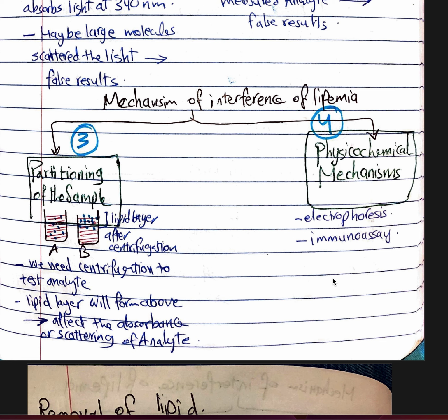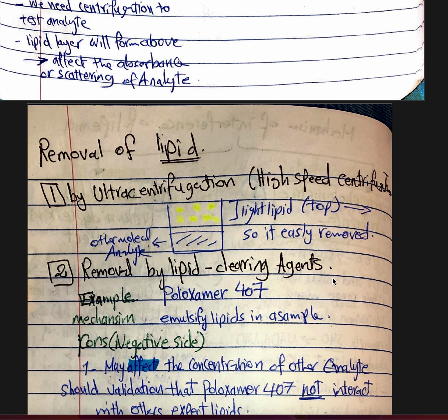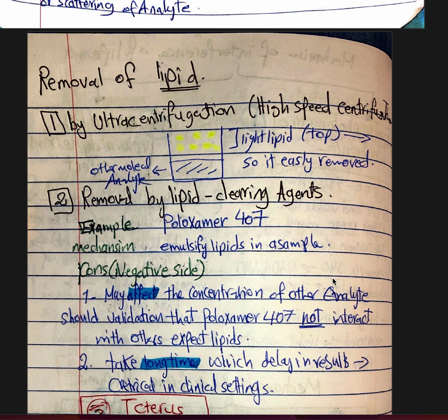The other question is removal of the lipids. So we have two mechanisms of removal of these lipids. We talked about hemolysis, and how to avoid hemolysis happening to my sample. How do I solve it? We said dilute the sample, which does not always work, but it is a good way to solve the problem of hemolysis.